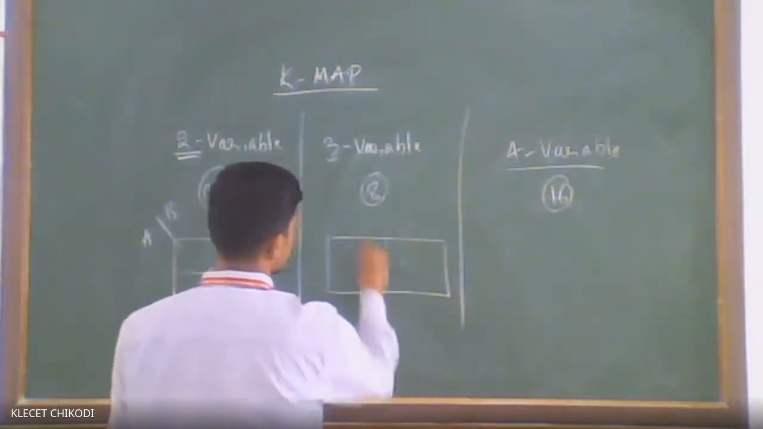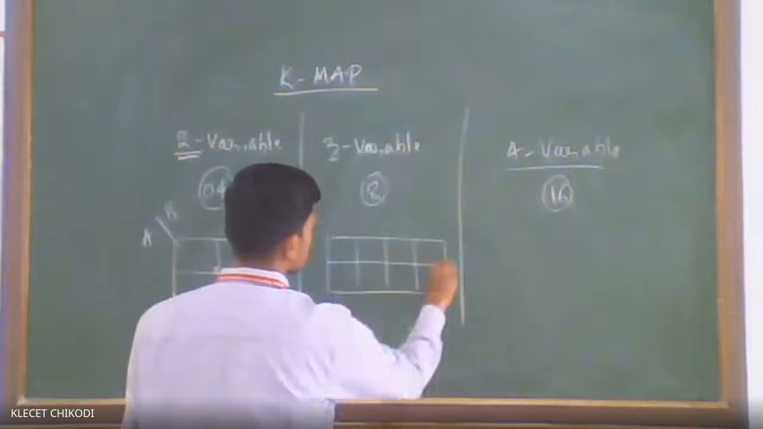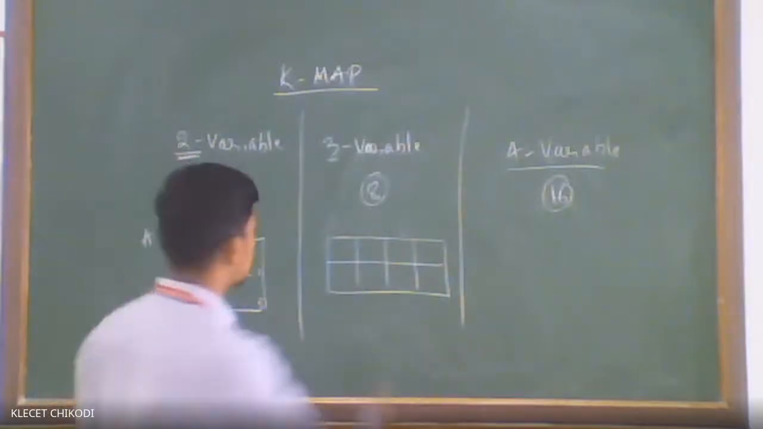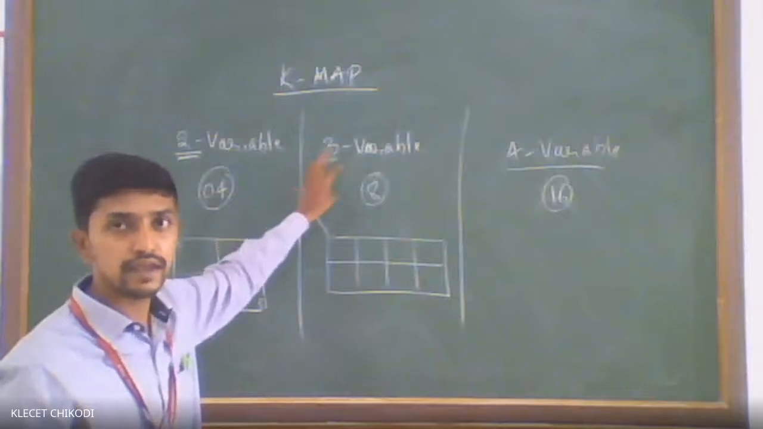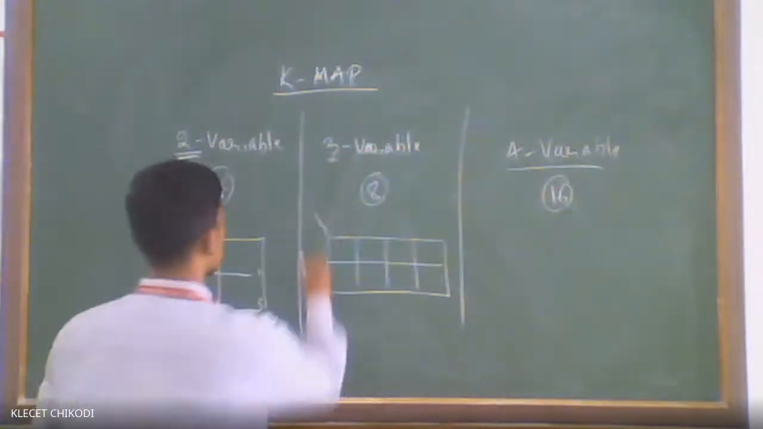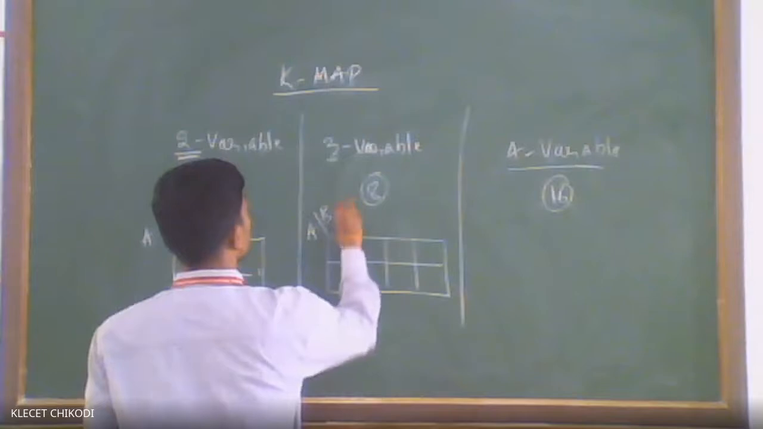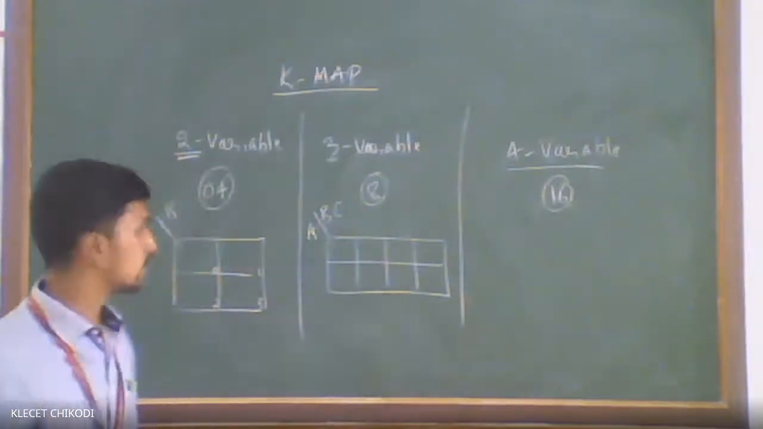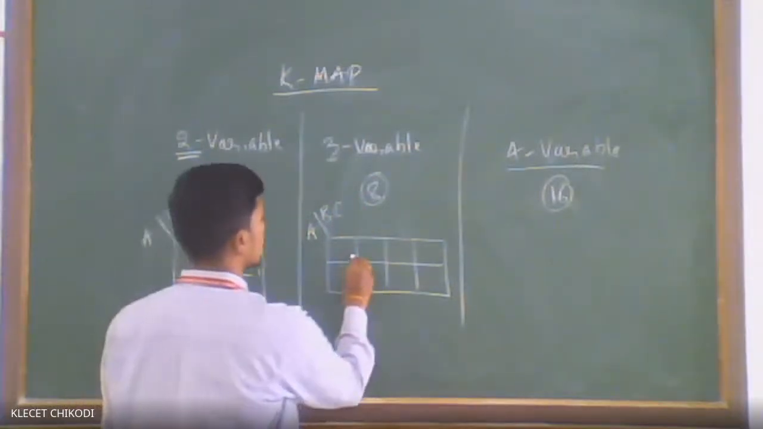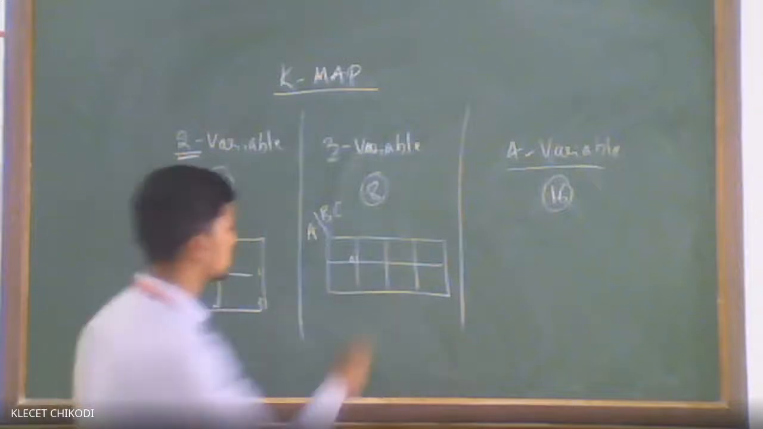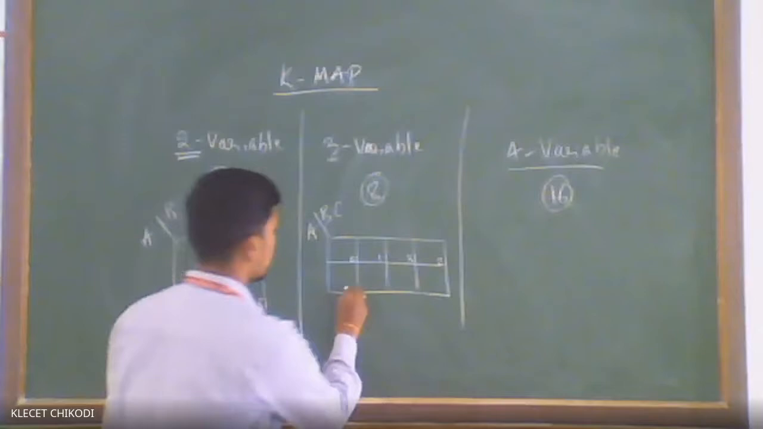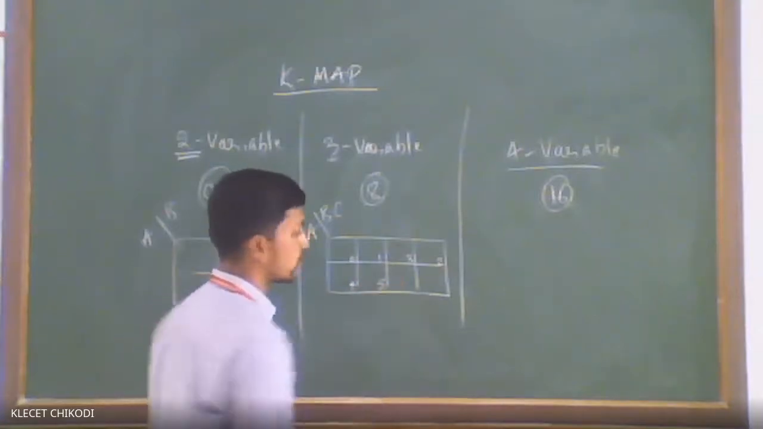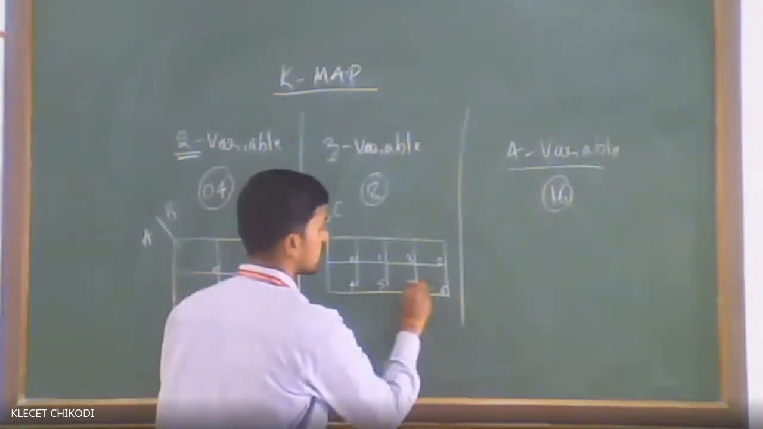Fine. For 3 variable it is a rectangle which has 2 rows and 4 columns. You can see that since I have 3 variables, we have to take A, B and C as the variable. So this is the first variable A, and B, C as the second and third variable, and the cell numbering is like this: 0, 1, 2, 3, and the cell numbering here is 4, 5, 6 and 7.